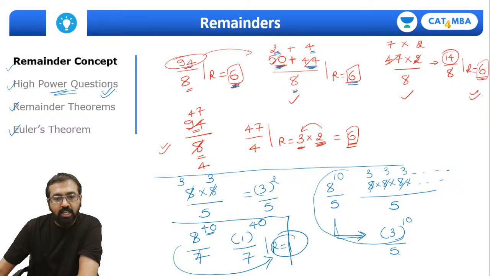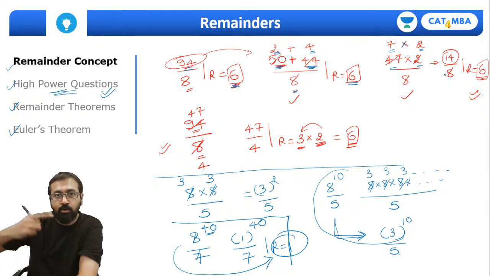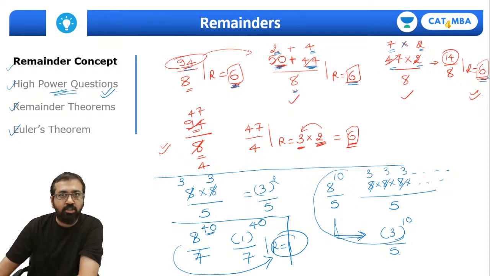In the same way, 94 can also be written as 47 into 2. Now divide 47 by 8 and 2 by 8. 47 divided by 8, remainder is 7. And 2, since it's a smaller number, divided by 8, the remainder will be the number itself. Now multiply these two remainders, 7 into 2, 14. Again divide 14 by 8 because 14 is more than 8, so we have to divide it once again. 14 divided by 8, remainder is 6. So that's how you again got the remainder 6.